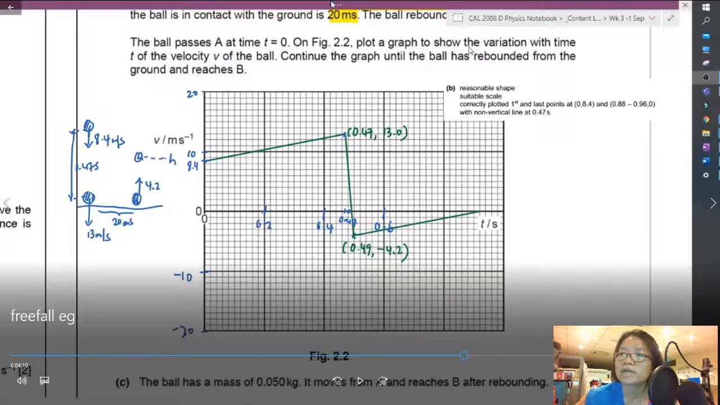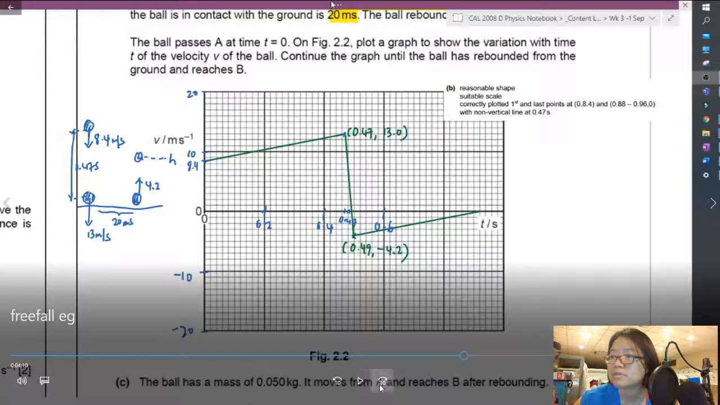And second thing would be suitable scale. The scale cannot be weird. When I say cannot be weird, I mean it must be like 10, 20, 30. You cannot take 3, 6, 9, or that kind of weird scale. Paper 3, we'll talk more about scales. Correctly plot the first point, which is 8.4, and the last point. This last point here must be between the range of 0.88 to 0.96.